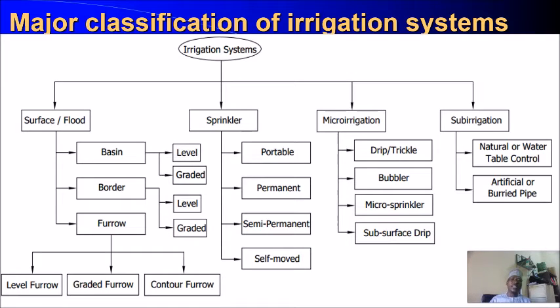Now, this is still for surface flooded irrigation. Now, sprinkler irrigation. Under sprinkler irrigation, we have the portable type, the permanent type, and the semi-permanent and self-moved types. The portable ones are those that can be moved from one place to another, usually not for a big area of land. Now there is the permanent one. Those are fixed in the field, in the form of sprinklers with pipes.